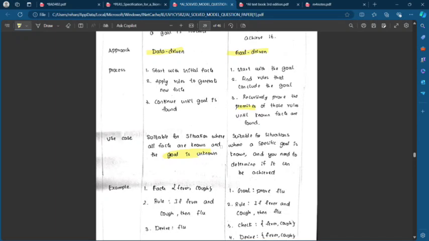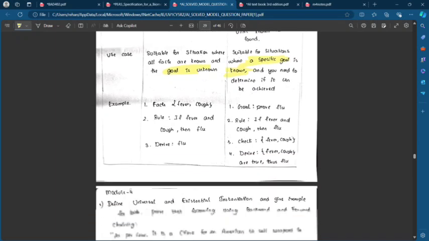But here, it is suitable for the situation where a specific goal is known. The goal is known, and you need to derive if it can be achieved. You already know some solution exists. You just have to prove the solution. In forward chaining, you have the given data, and from the given data you should derive a solution. Here, from a given solution, you should derive the steps which will lead to the solution.